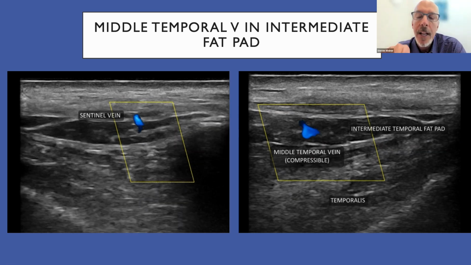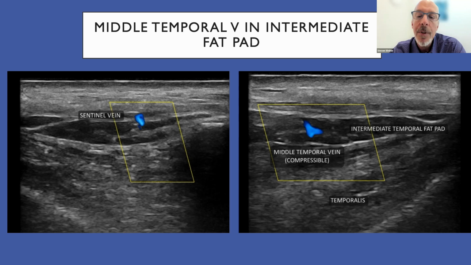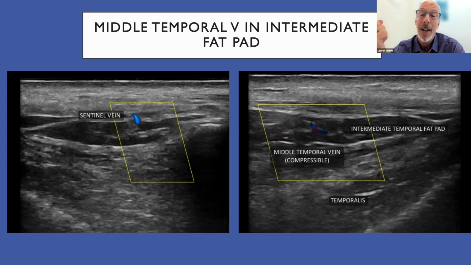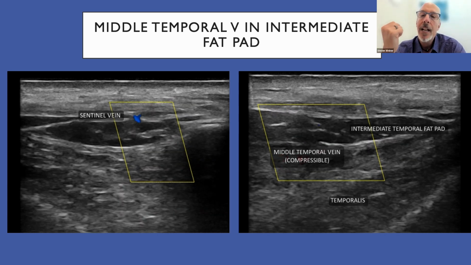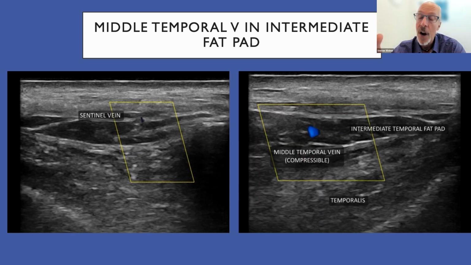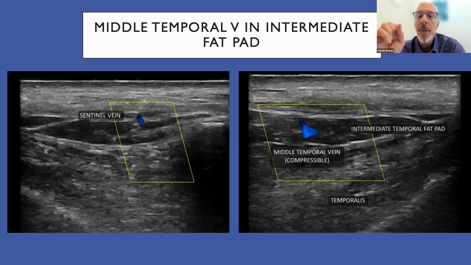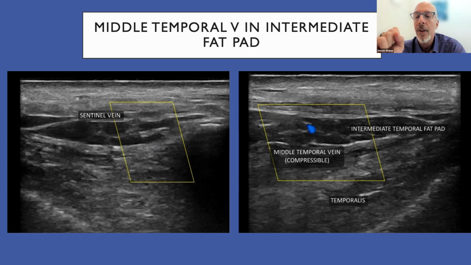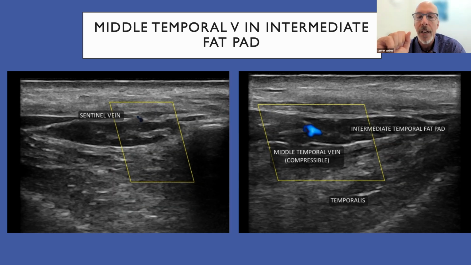Okay, and how can I tell that's a vein on the right side? What I'm doing is I'm actually compressing it with my probe, and you can see that it goes away. And now you can compress an artery as well, but if you're compressing very lightly and it goes away, it's more likely to be a vein than an artery.